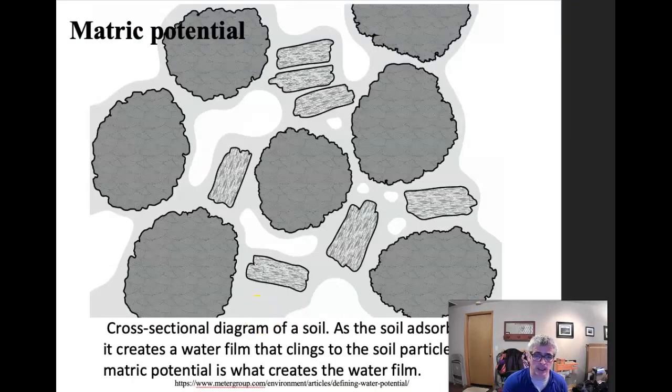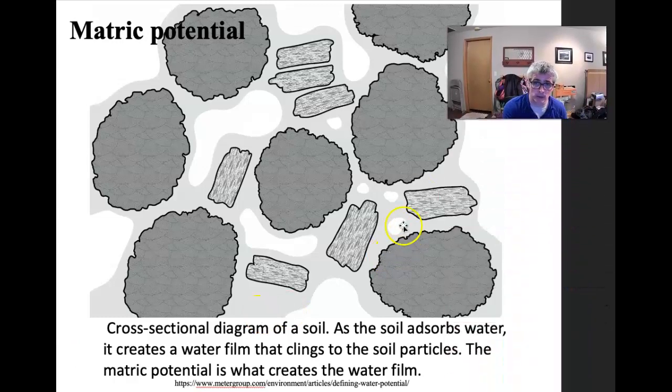So here's a cross-sectional diagram of soil showing a variety of particles. And you can see here where water is adhering to the particles and creates a film around those particles. So if you have smaller particles, you have more surface area per volume. If you have a beaker of gravel, think about the amount of surface area in that versus a beaker of really fine soil. You're going to have more surface area in that finer soil, which is going to cause more surface tension and the water to cling to those soil particles more strongly. That's our matrix potential.